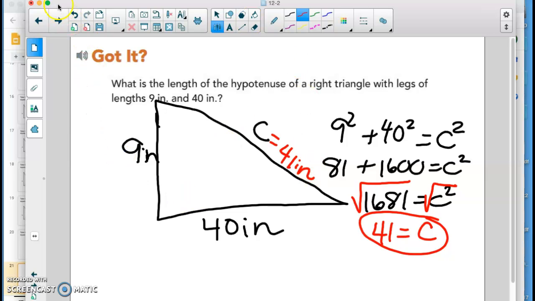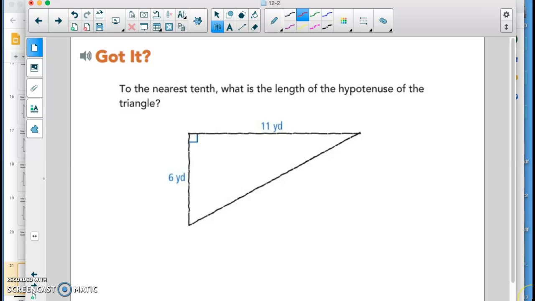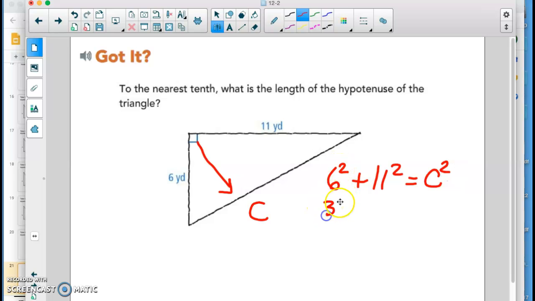Okay, and the next problem. Here we go. It says, to the nearest tenth, what is the length of the hypotenuse of the triangle? So again, the hypotenuse is the one that's across from the right angle, so we're solving for c. Usually it goes smallest to biggest, so we have 6 squared plus 11 squared. Now, if you wrote 11 squared plus 6 squared, it is not a big deal. That equals c squared, and we're solving for c. A lot of this can be done in our head. This is 36 plus 121 equals c squared.